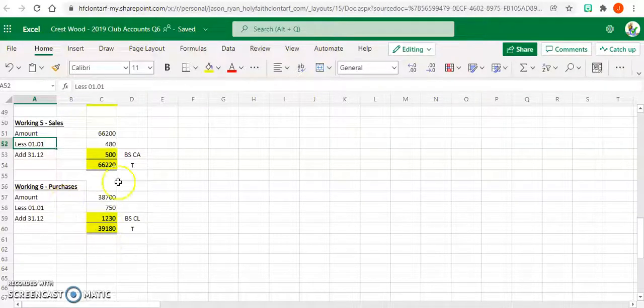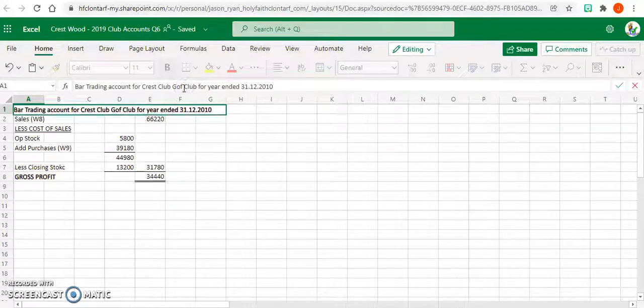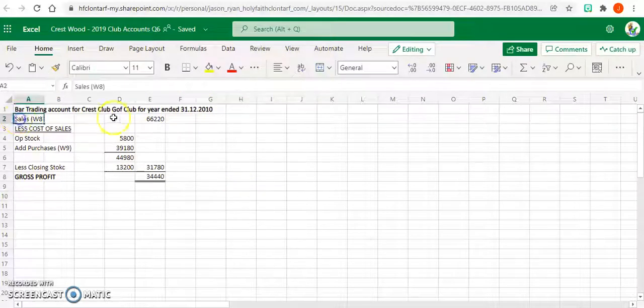So remember, all these figures are made of your purchases. If creditors owe us money, that had to come from us purchasing it. And if debtors owe us, it will come from sales. So your trading account is going to look like this then. Same again, you're going to have your bar trading account, your little heading at the top. Then you're going to have your sales, which is coming from working 5 that we just did.